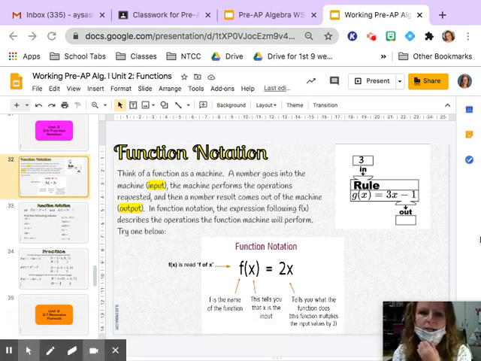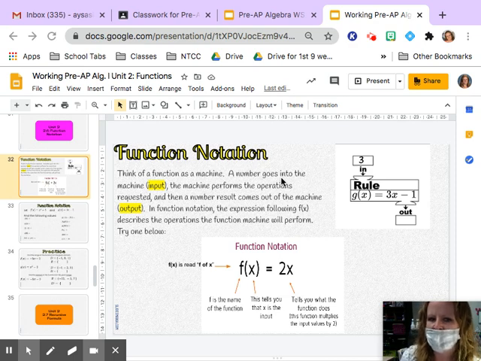Okay, we are talking about function notation today. So a function is like a machine. A number goes into the machine as your input, and then the machine performs some kind of operations, and then a number comes out of the machine, and that's your output. In function notation, the expression following f of x describes the operations the function machine will perform.